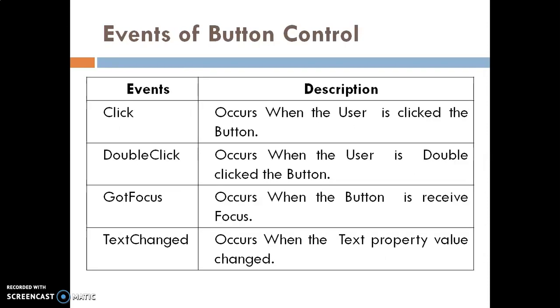This is the common event of button controls. Now first event is click. It occurs when the user clicks the button control. Second event is double click. It is used when the user double clicks the button control. Third event is got focus. It occurs when the button receives focus. And the last event is text changed. It occurs when the text property value changes.